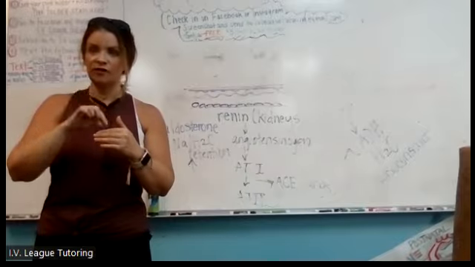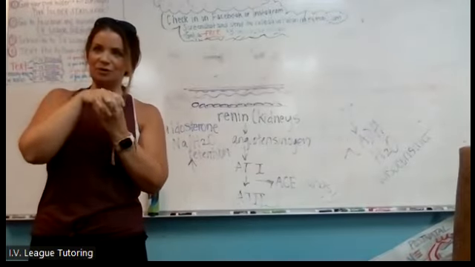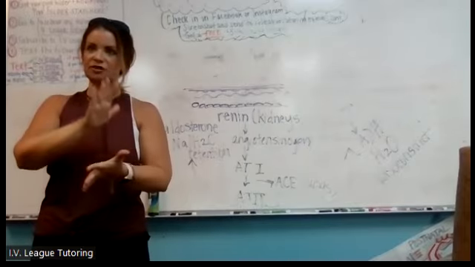Vaso means vessel. Pressor means to press. It is pressing the vessel. Do you understand? Fluids before pressors. Fluids before pressors. Got it?